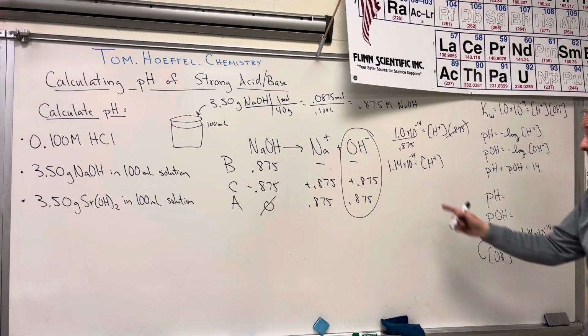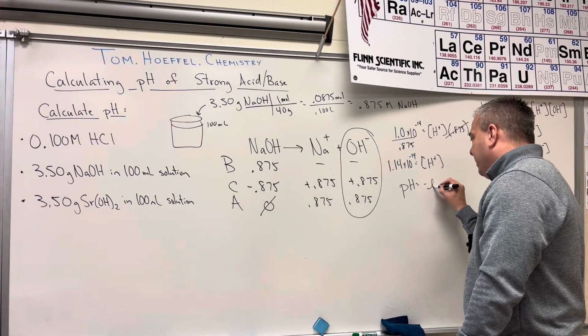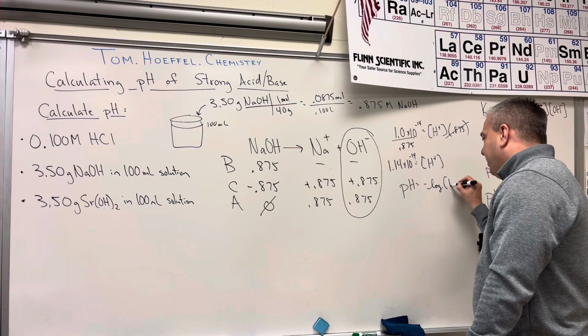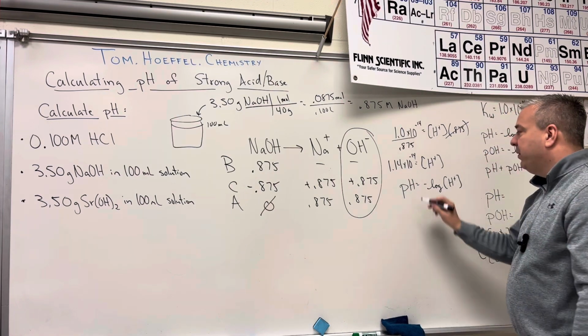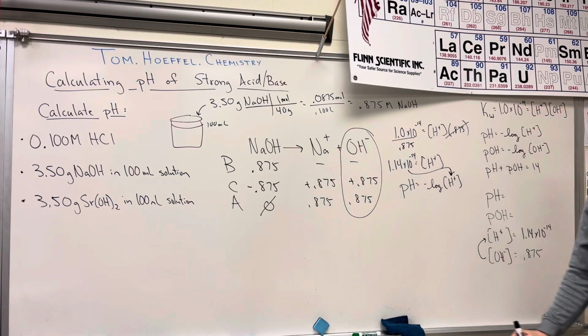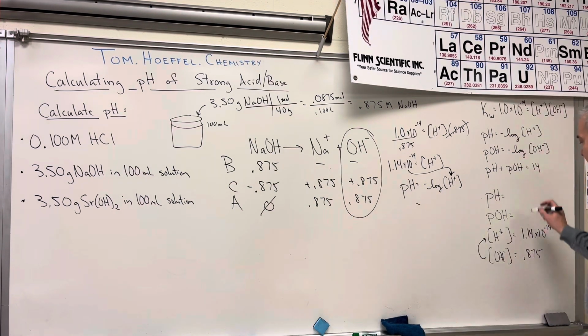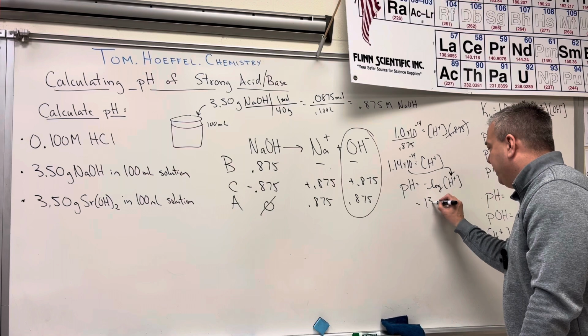And what I'm going to do is take the negative log of that to figure out the pH, because the pH is the negative log of the concentration of the protons. And if I have the concentration of protons, I'm going to plug them right in there, and I find out that this ends up with a pH of 13.94.